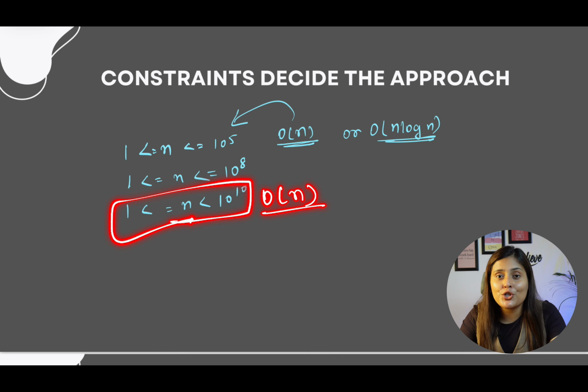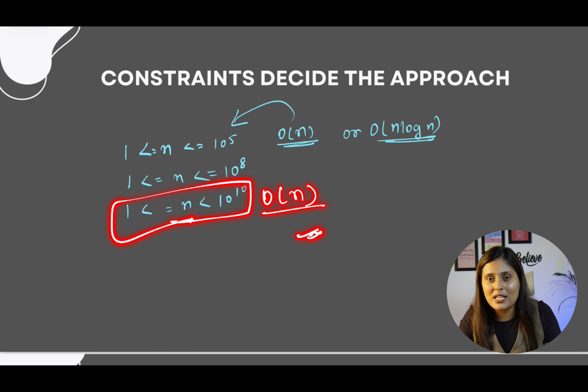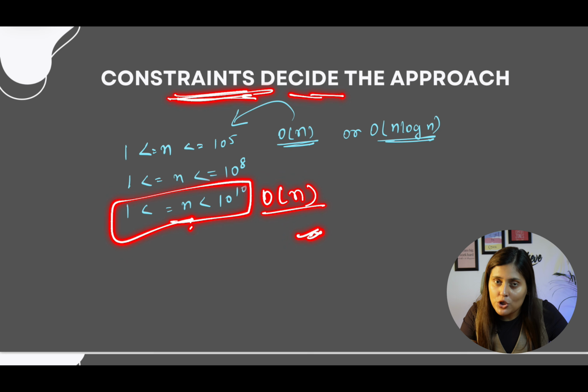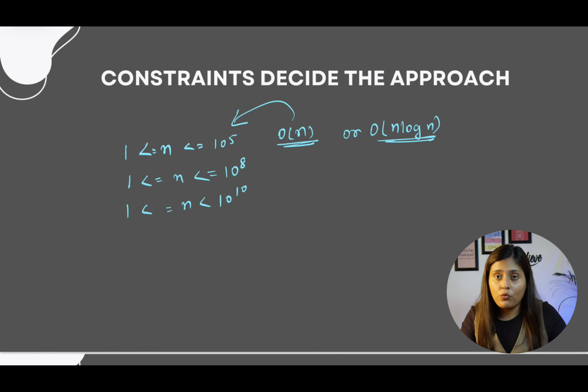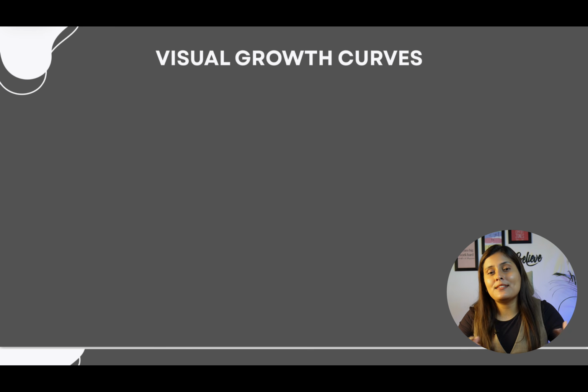It means for sure we have to reduce the time complexity, and for sure the data will be sorted, or you can even apply the binary search concept or something. So hence that's the meaning of the line: the constraint actually helps us decide what approach to use. Now let's see what the different types of complexity are and how they actually look on a graph.